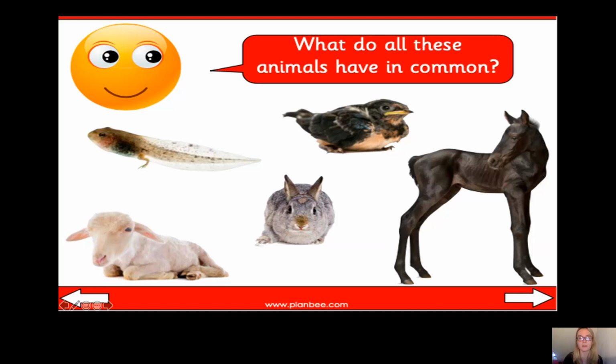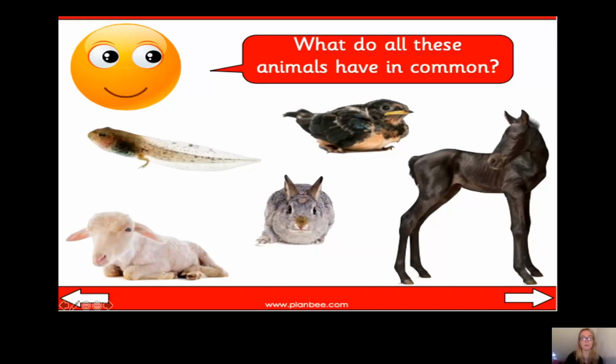Now let's have a look at the rabbit. Now this is a baby rabbit. It's a bunny rabbit. Okay, so we've got three animals which are all babies. Now what about our sheep here, our baby sheep? Can anybody tell me what a baby sheep is called? Yes, it's called a lamb. So again, it's a baby animal.